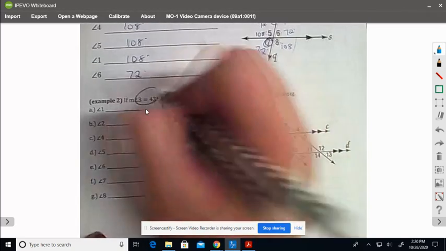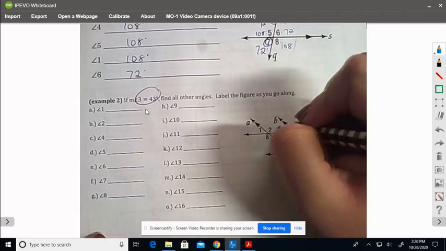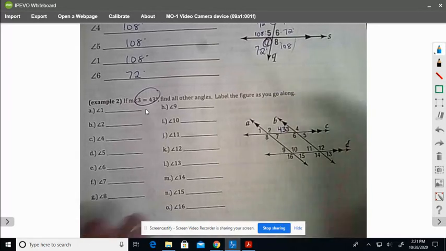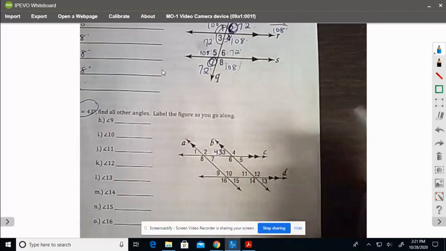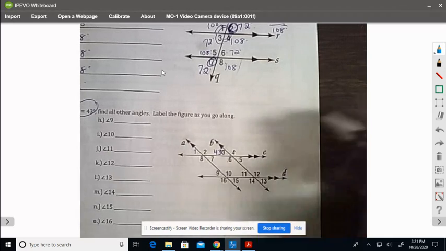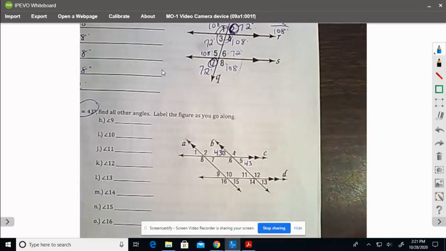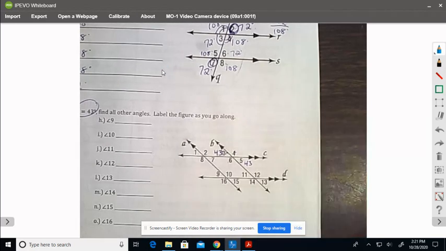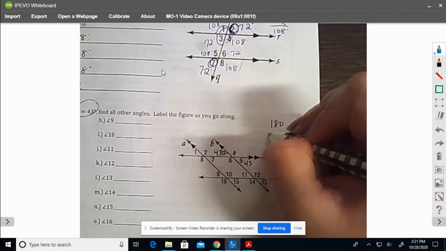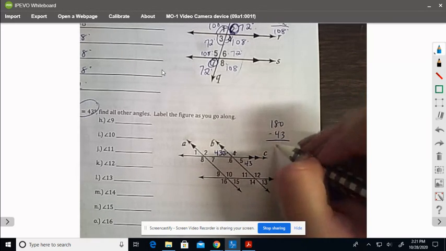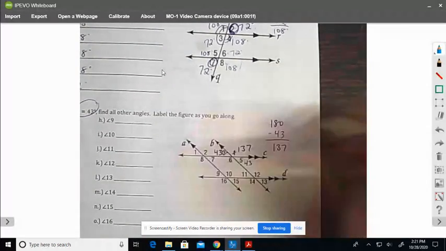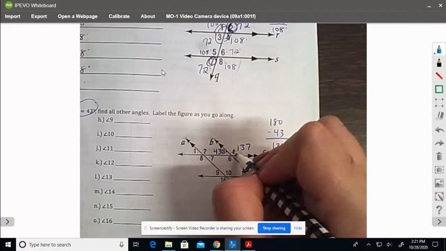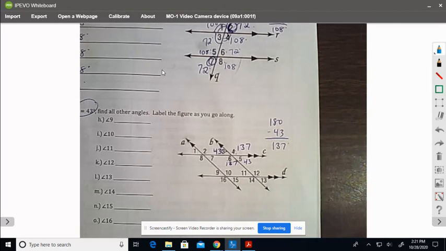Okay. So they give us the sole only information that angle 3 is 43 degrees. So once again, I can find everything within this little square. So if this is 43, then this is also 43, okay? And then I should know that 3 and 4 are a linear pair. They're on a straight line together. So I can do 180 minus 43 to get 137. That should be this angle here, okay? So now if I know 4 is 137, then 6 should also be 137.